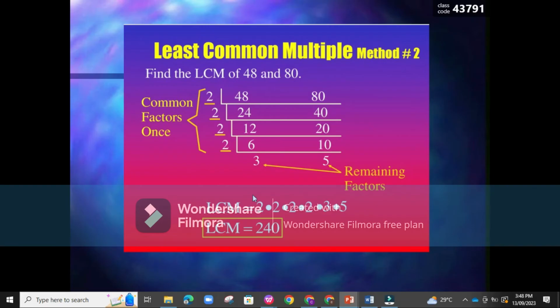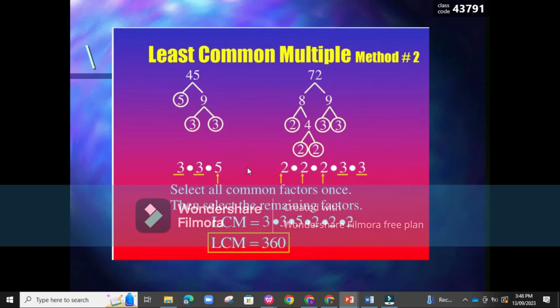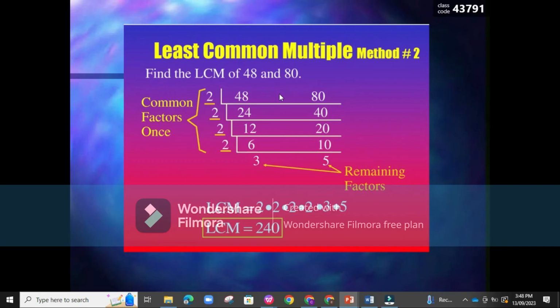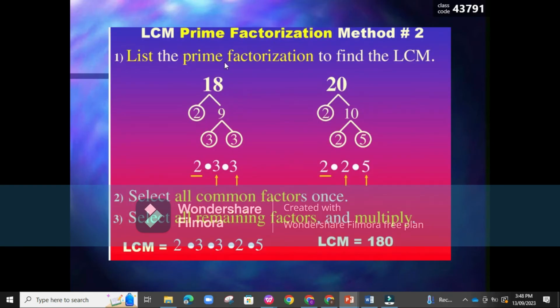Okay? So again, this is what we call the ladder method because it looks like a ladder. So it's up to you which one you're going to use, the factor tree or the ladder method. But again, this is method number 2 under prime factorization. Okay. Now, let's proceed to another example.